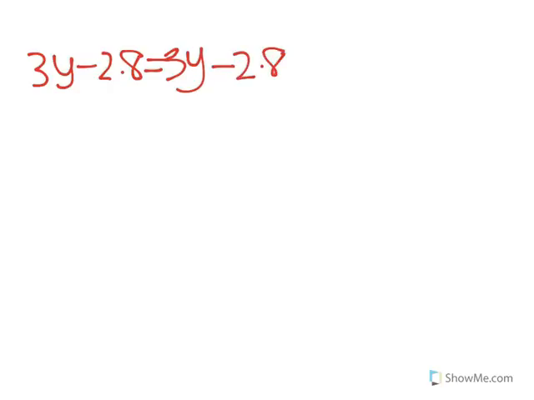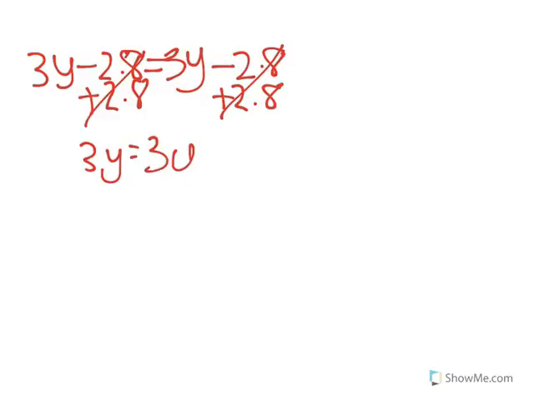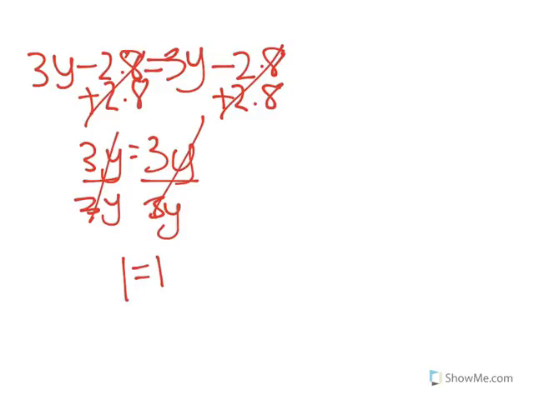Now, the second type is where all real numbers is the solution to the equation, okay? So let's look at a sample. Question. You want to isolate the y first, so let's add 2.8 to each side. All right. The 2.8's cancel, and we are left with 3y equals 3y. So we're going to divide both sides by 3y, and we are left with a very strange answer where 1 equals 1.